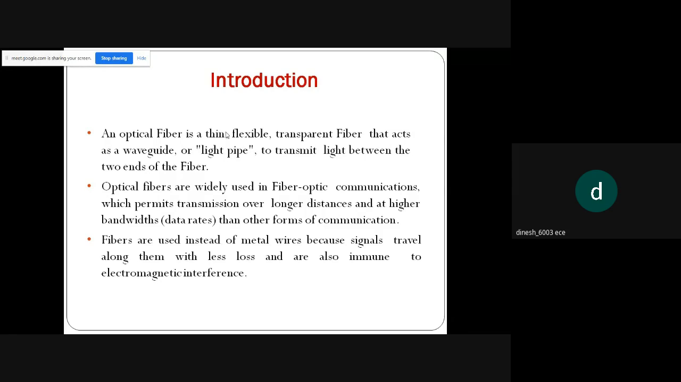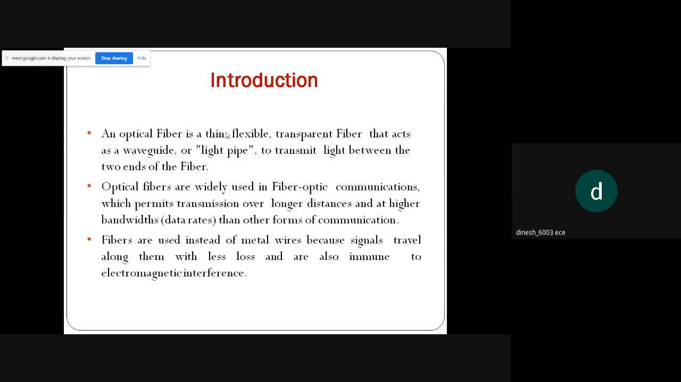That will act as a waveguide or light pipe. Have you seen a light pipe? A pipe with a hole: when you pass light through one end of the pipe, on the other side you will be able to retrieve it. That is what an optical fiber is, used for transmitting light between two ends of the fiber. Simply, an optical fiber is a thin, flexible, transparent fiber acting as a waveguide or light pipe for transmission of light between two ends of the fiber. That's all.